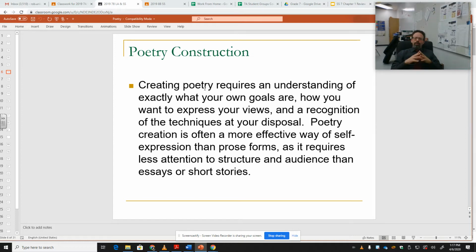Poetry creation is often a more effective way of self expression than prose forms because it requires less attention to structure and to audience than essays or short stories. You don't have to worry about how you've put things together quite as much in poetry as you do in a story or an essay. Also, the spelling conventions are kind of less important, as are punctuation concerns.